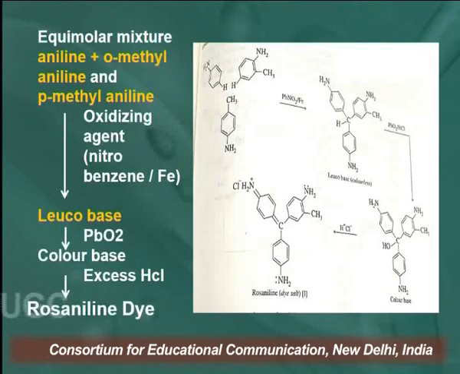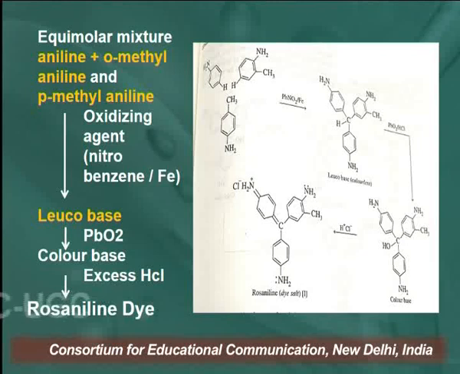Now, how do we synthesize this rosaniline dye? As I told you, this is also called aniline dye. Aniline reacts with orthomethyl aniline and paramethyl aniline, and when we add an oxidizing agent, here nitrobenzene, we get a leucobase.